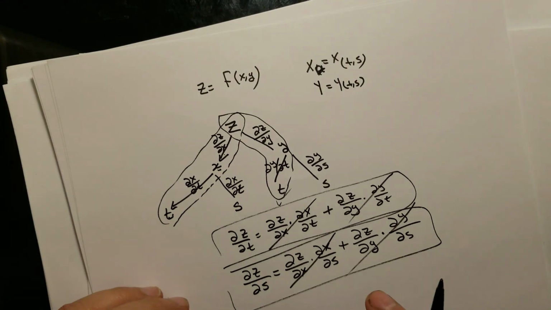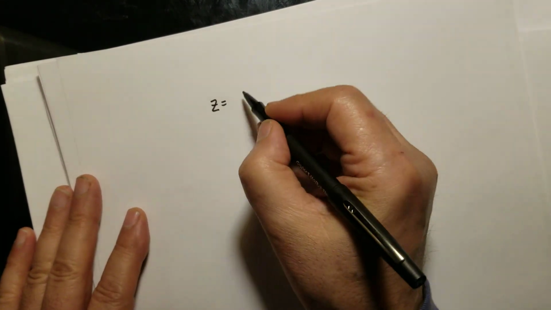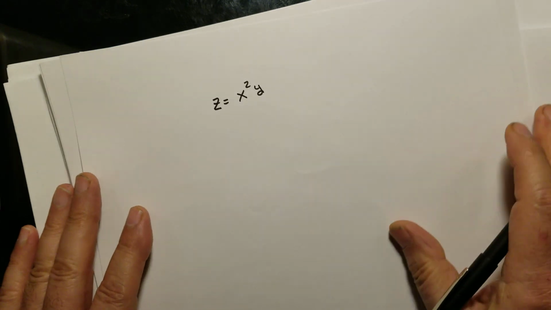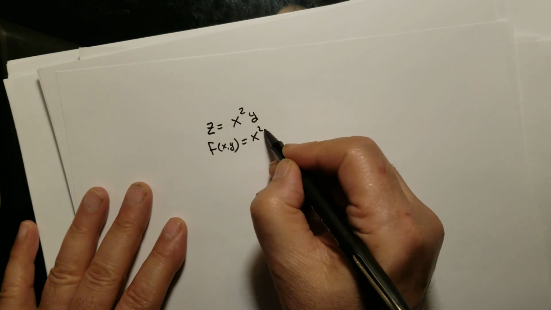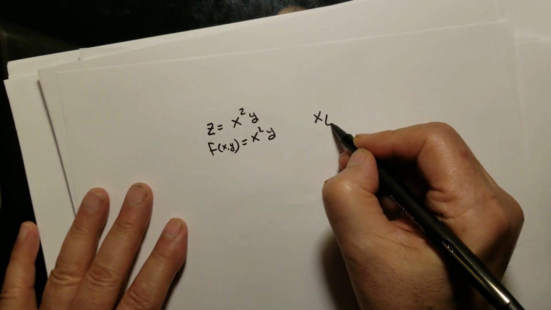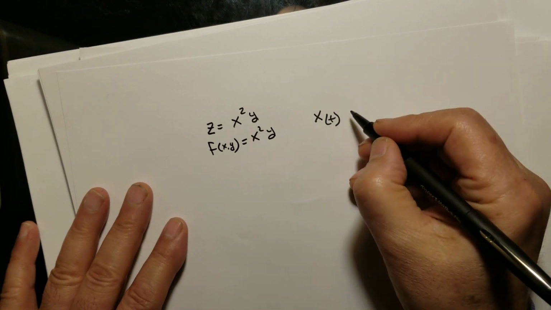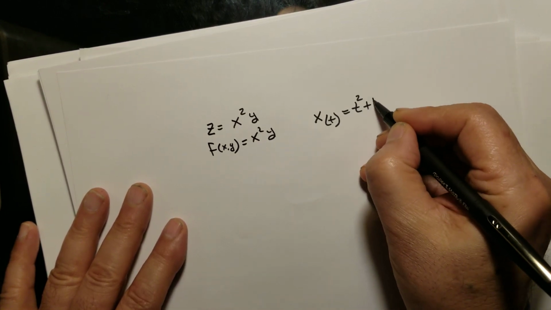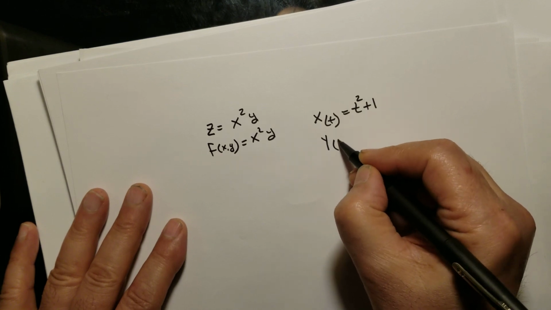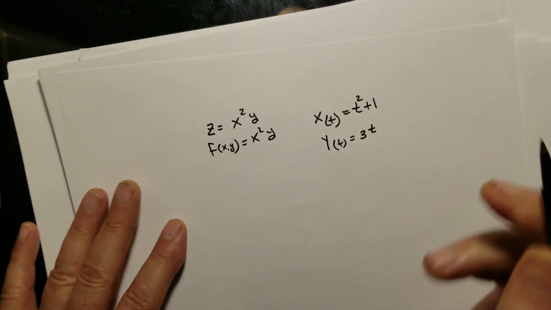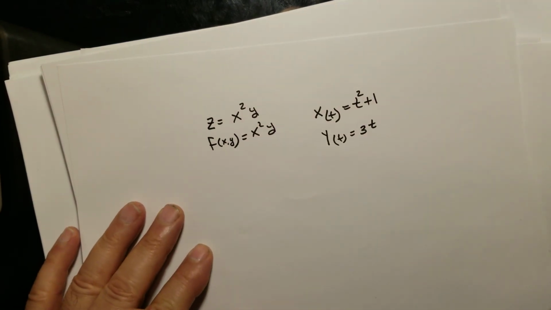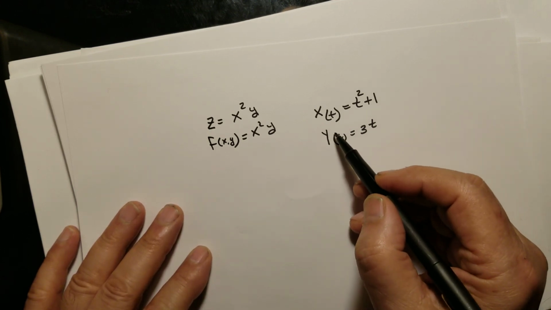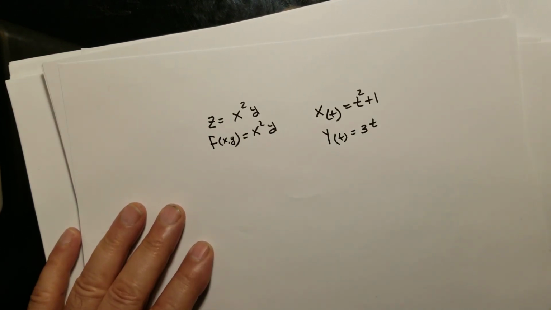Okay, let's do an example. Students, maybe we have z equals x squared y. Therefore, z is a function of x and y. But x is a function of t alone, t squared plus 1, and y is a function of t alone, 3t. Many of you are going to say, well, that's a simple multivariable function. This is a simple parametric function.